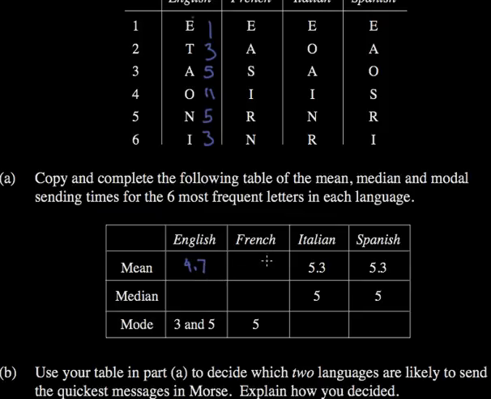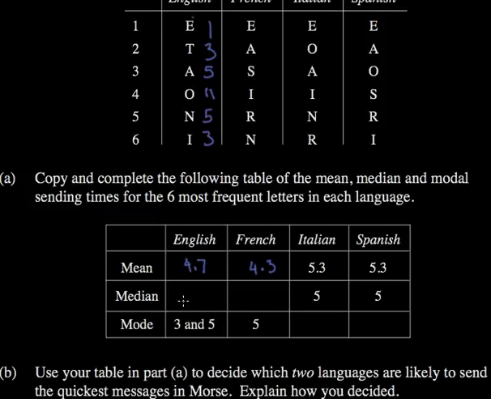In French, if we did the same thing, we wrote each one of these down as units of time, and then added them together and divided it by 6, we should find that it's 4.3 units. So which is the best language to be sending Morse code in? If you're trying to be quick, it's going to be French because the 6 most popular letters overall have a very low mean time. But then we should look into the median as well.